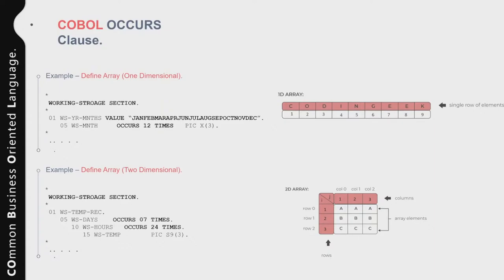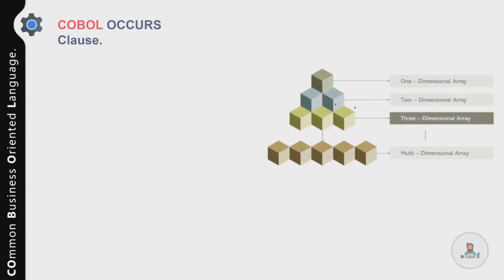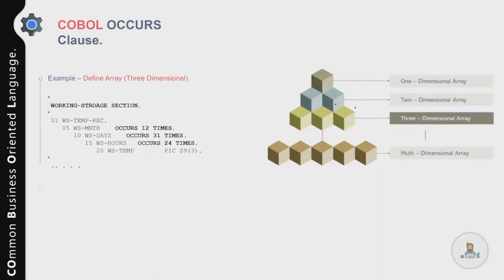Now let me showcase my third example, where we are defining a three-dimensional array or a table. So we have a working storage section where we have defined the table definition. The table name is specified at level 1, that is ws-temperature-rec.